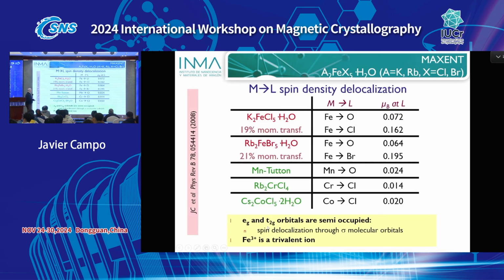But in the end, you can see that the iron is delocalizing more or less 10% of the 1 Bohr magneton going from iron to the halogen and the oxygens, or here also the same, more or less 19 and 21%. And then maybe this is the reason why this system orders at higher temperature than other similar compounds like this one. This one also, people did spin densities, and the delocalization was very, very small. Okay, this is one example.